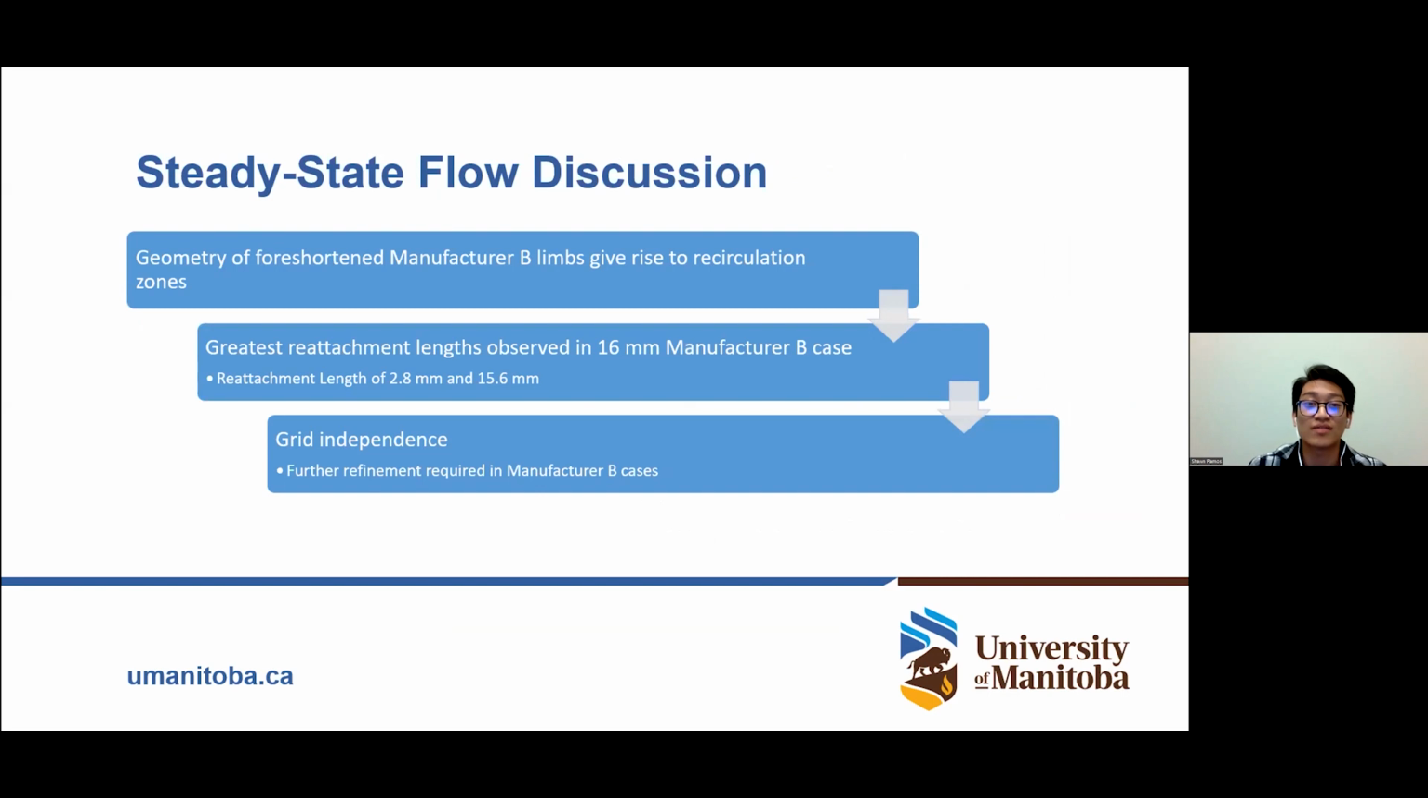The main takeaways from the steady state results are that the geometry of foreshortened manufacturer B limbs created recirculation zones following the pentagonal diametral reductions. The greatest reattachment length was observed in the 16mm manufacturer B case, with reattachment lengths of 2.8mm and 15.6mm respectively. A grid-independent study was conducted, and further refinement is necessary in the manufacturer B cases following the second pentagonal diametral reduction, as the size of recirculation zones are highly sensitive to the grid.